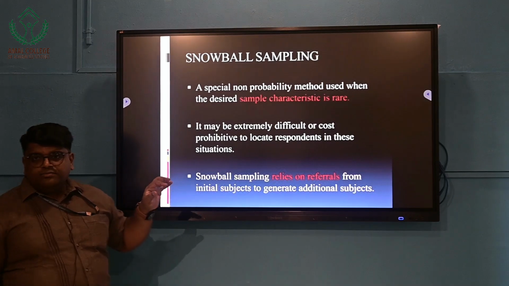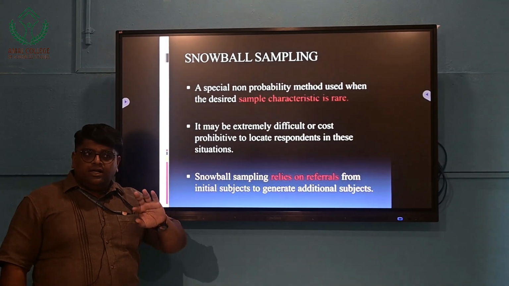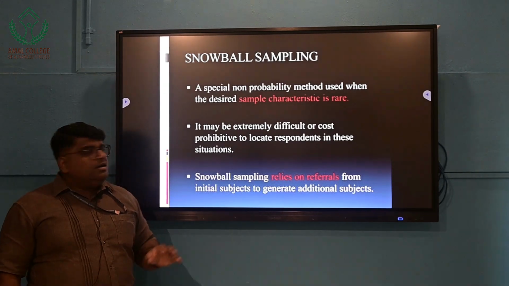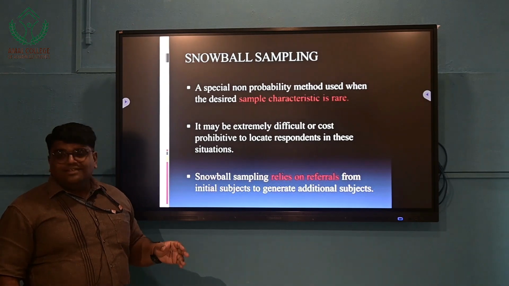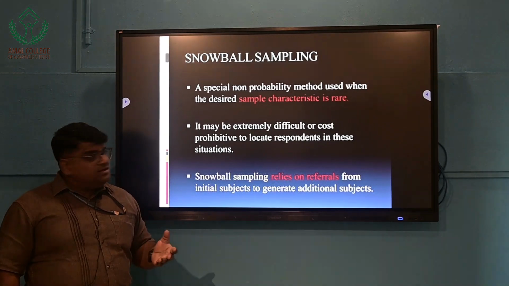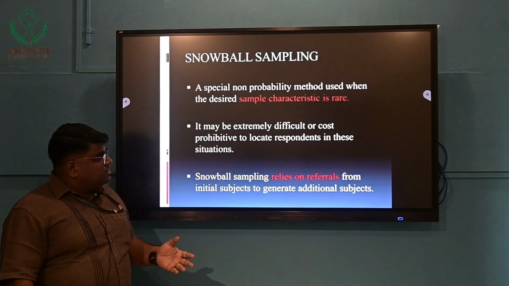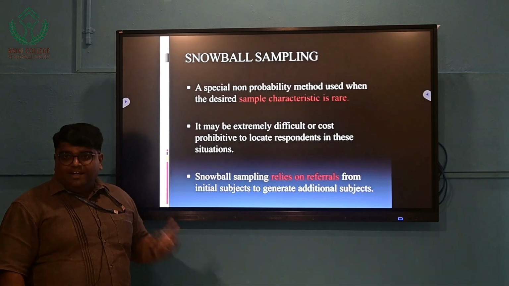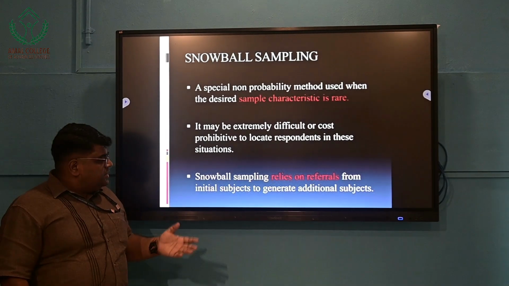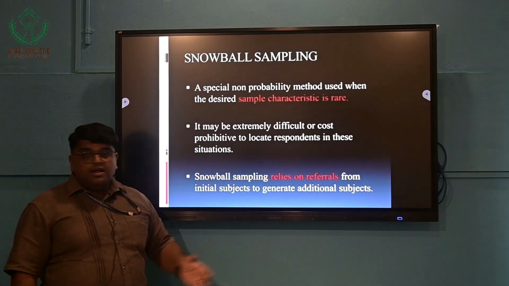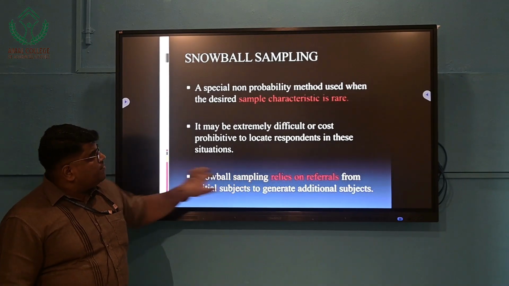Then moving on to snowball sampling. This is the last category in non-probability sampling. This is a special non-probability sampling method used when the desired sampling characteristic is rare. It may be extremely difficult or cost prohibitive to locate respondents in these situations. Snowball sampling relies on referrals from initial subjects to generate additional subjects.